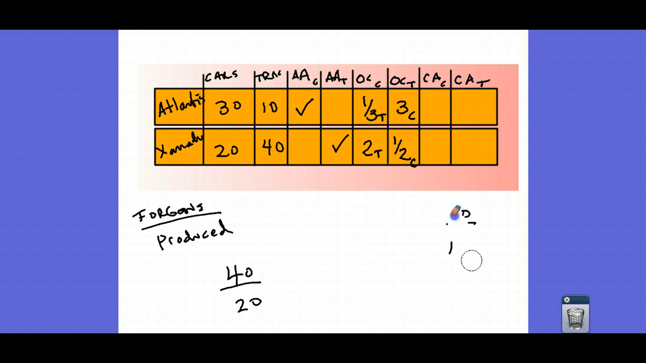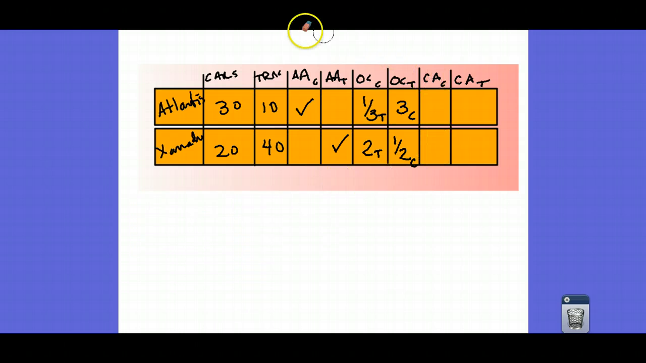The next step is to figure out which of these nations actually has a comparative advantage in producing each good, if they do. Comparative advantage just means who has the lowest opportunity cost to make that good. In this case, the comparative advantage to make a car would go to which country? Remember, we're looking at the opportunity cost of cars. Which country has the lower opportunity cost of cars? Well, obviously, 1/3 of a tractor is less than 2 tractors, so Atlantis has the comparative advantage to make cars.